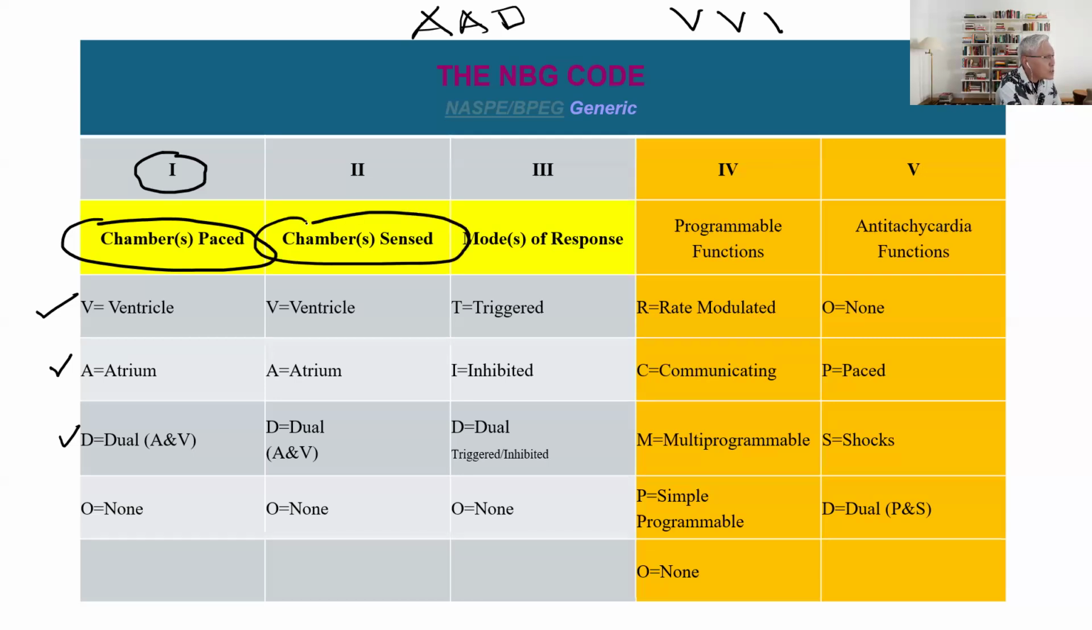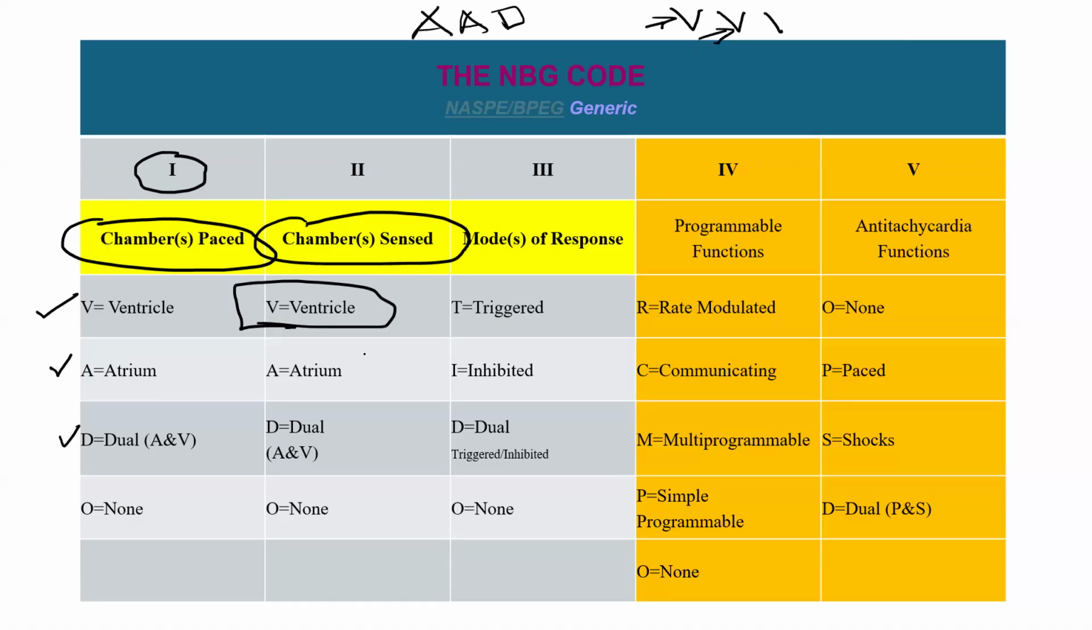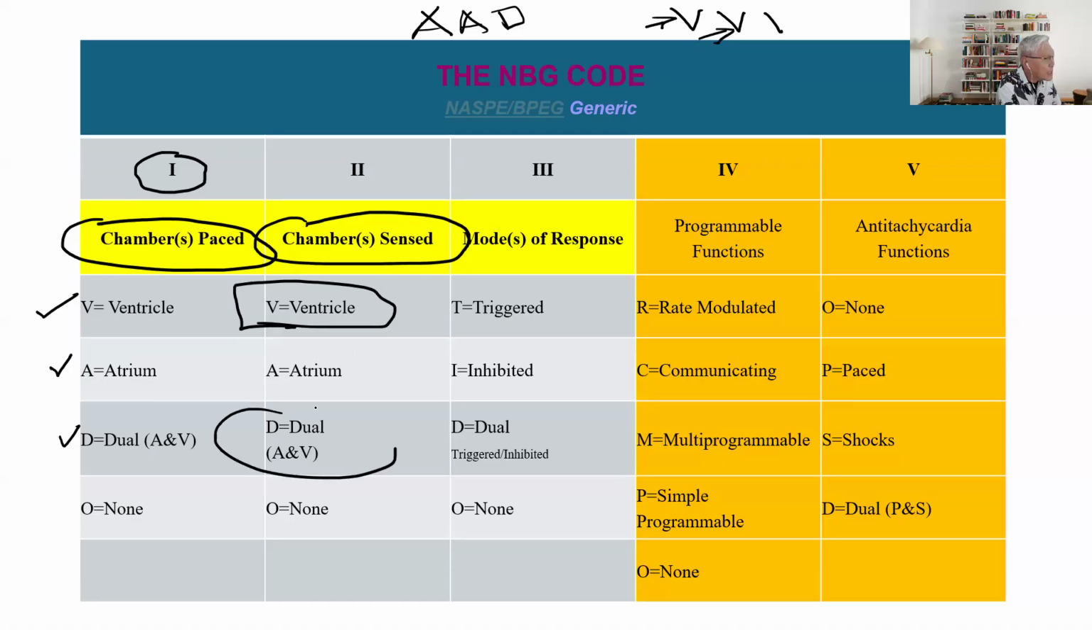Did you understand that sensing electrode? So if I'm sensing the ventricle, that's the second letter. So in a VVI, what is being paced is the ventricle. What's being sensed is the ventricle. Or it could be D, meaning both of them.